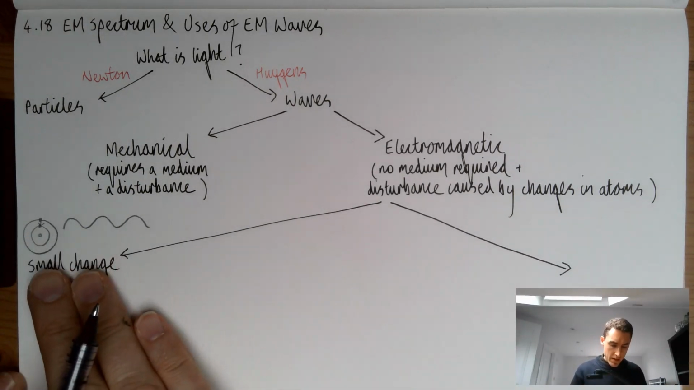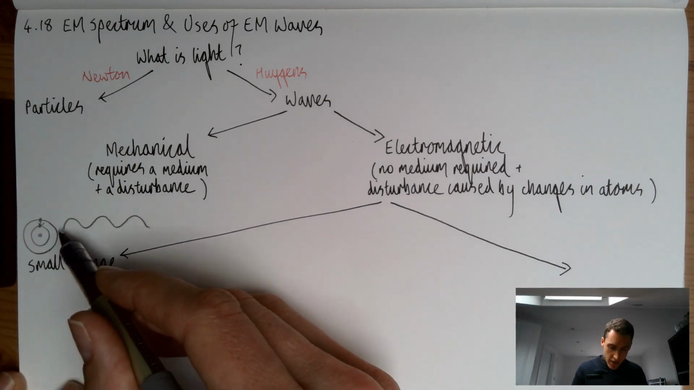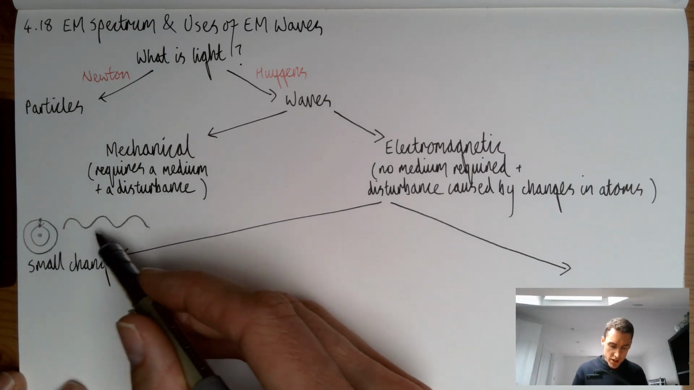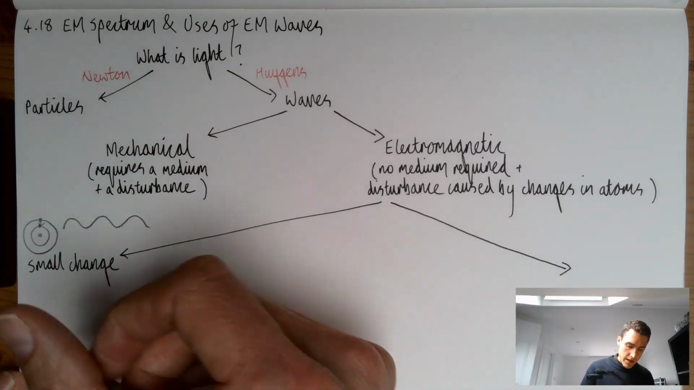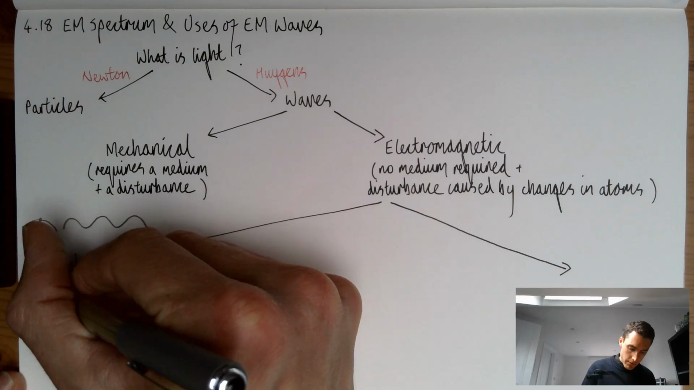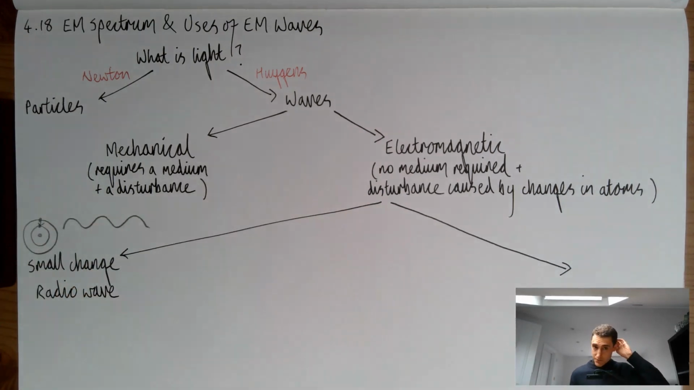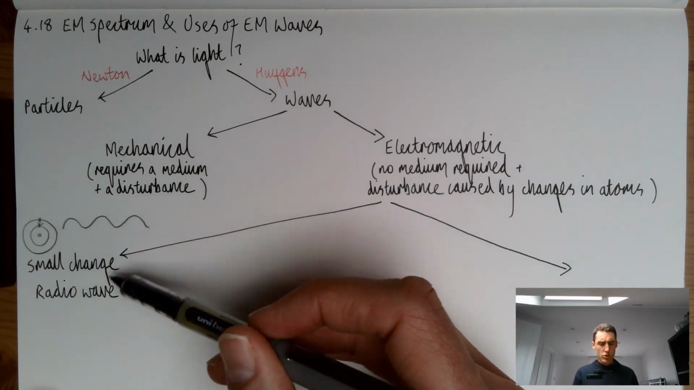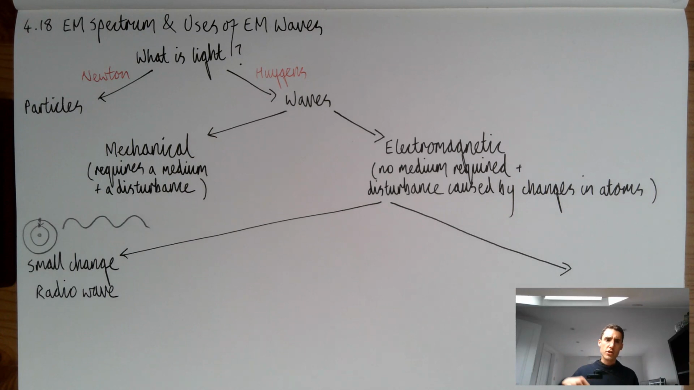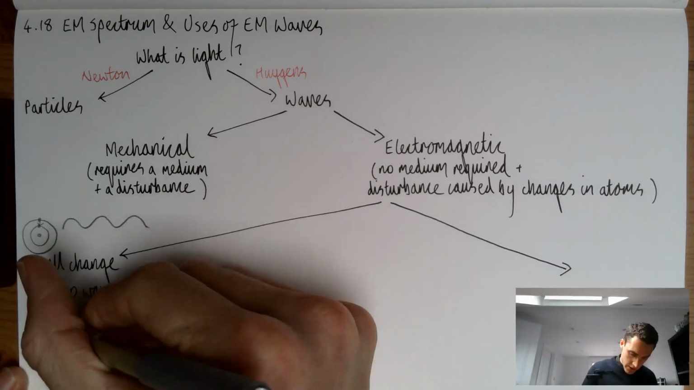So if there's a small change inside the atom, a small change like that, you get this sort of wave released, which is, as they should be able to see, quite long wavelength. And that's what's called a radio wave. And we can ask them, well, this radio wave that you can see here, if it's a small change, do you think that's a high energy or a low energy wave? Well, this is actually a low energy wave. So low energy.